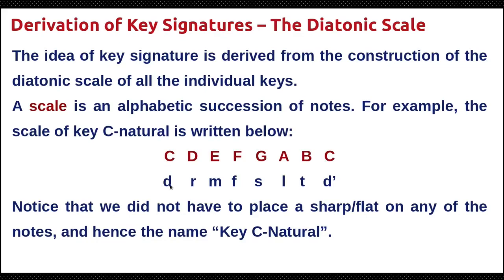Some of you are familiar with this tonic solfa notation. We're starting with the tonic, we are also ending with the tonic. This apostrophe sign here is telling you that this tonic is now an octave tonic. So this is a simple diatonic scale. In the case of C natural, notice that we did not have to place a sharp or flat on any of the notes, hence the name key C natural.